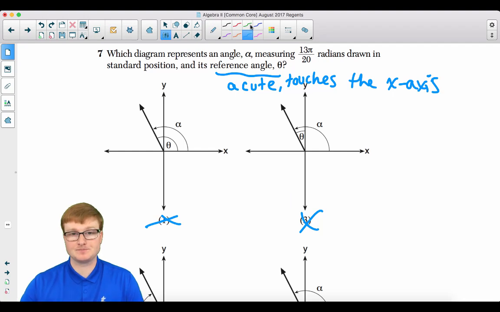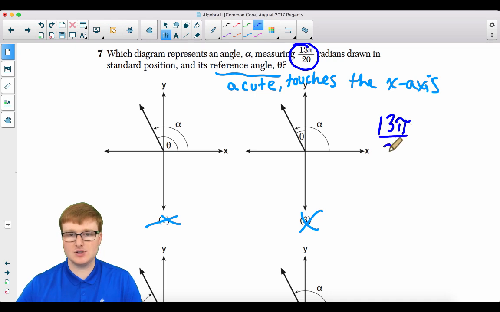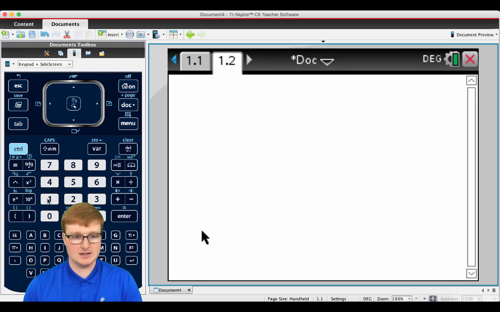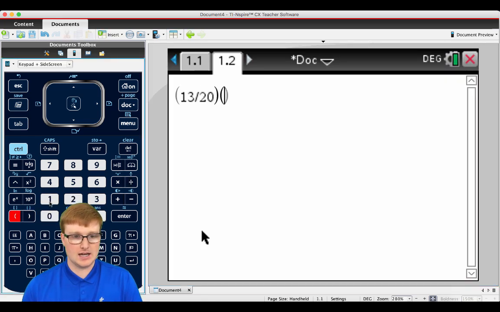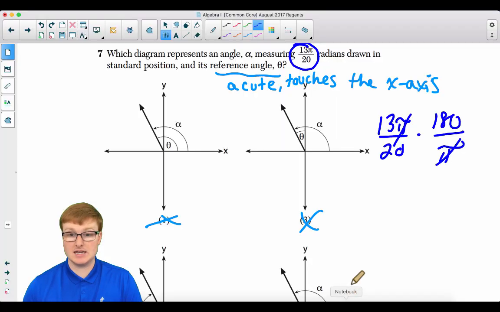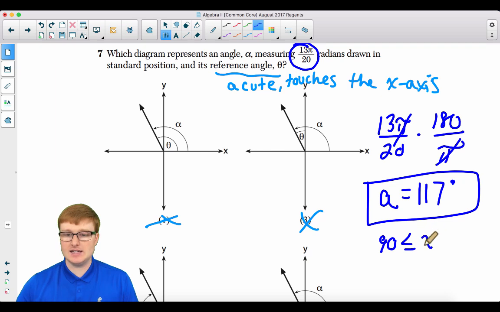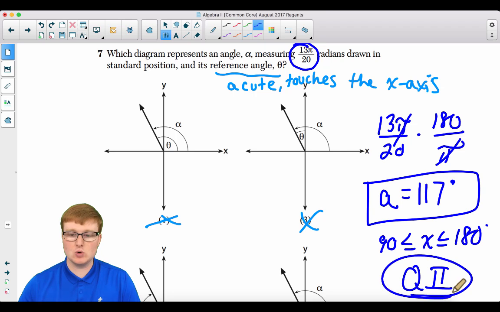So let's go ahead and convert 13 pi over 20 radians to degrees. To convert it into degrees, you multiply by 180 over pi. That gets rid of these pi's over here. So now all you need to do is go to your calculator, type in 13 over 20 times 180. We get 117. So we're talking about alpha is equal to 117 degrees. Well, where is 117 degrees? It lies between 90 and 180, so it has to be somewhere in quadrant 2.